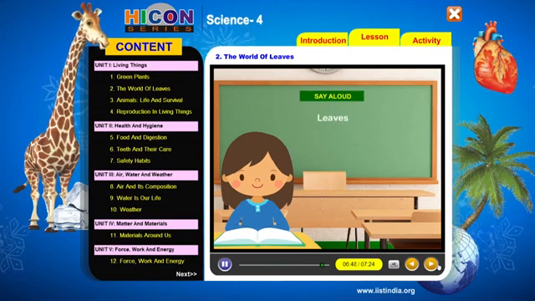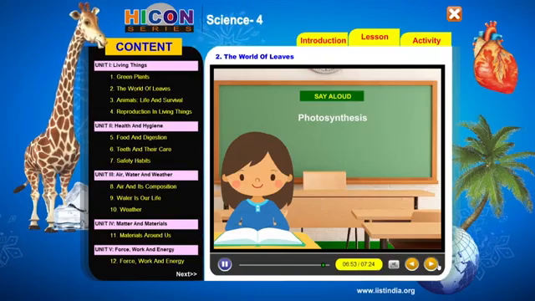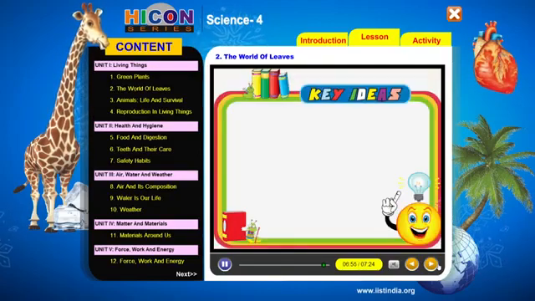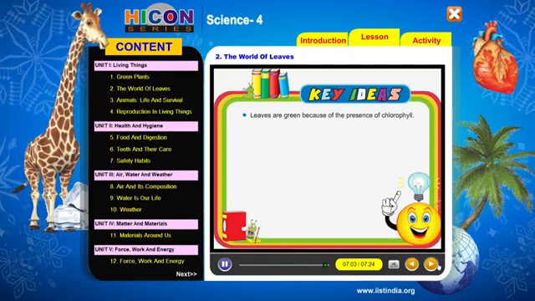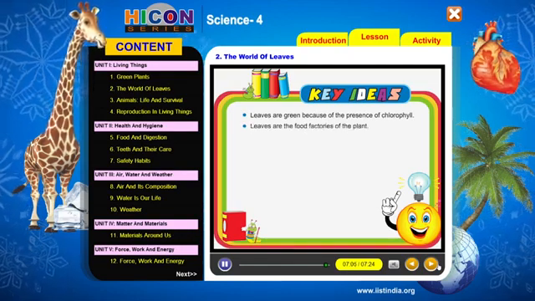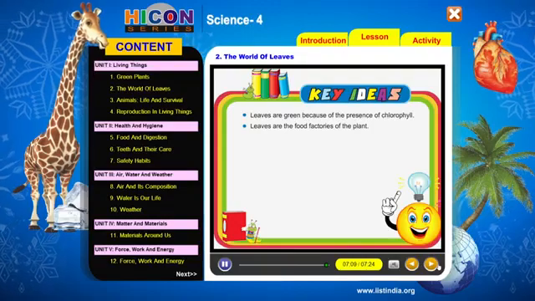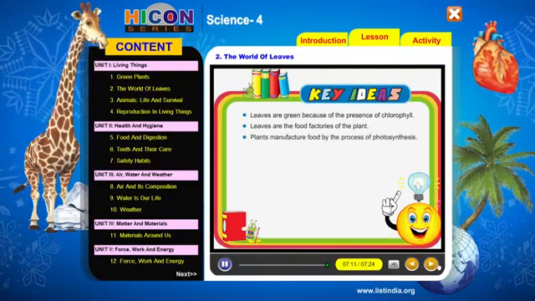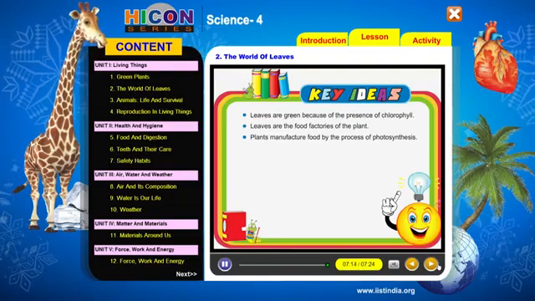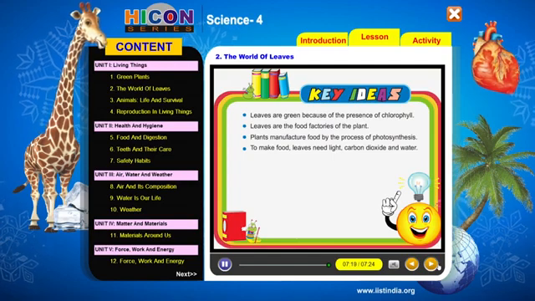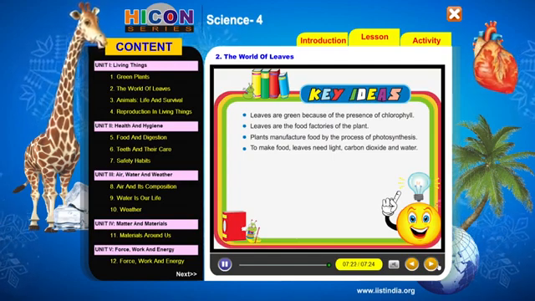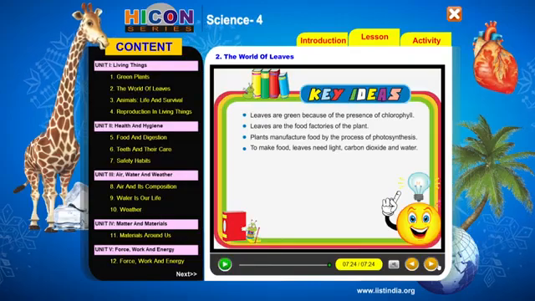Say aloud: leaves, textures, veins, photosynthesis, interdependence. Key ideas: leaves are green because of the presence of chlorophyll. Leaves are the food factories of the plant. Plants manufacture food by the process of photosynthesis. To make food, leaves need light, carbon dioxide, and water.